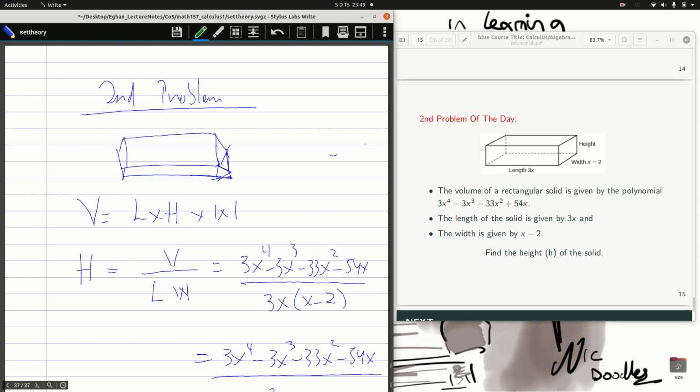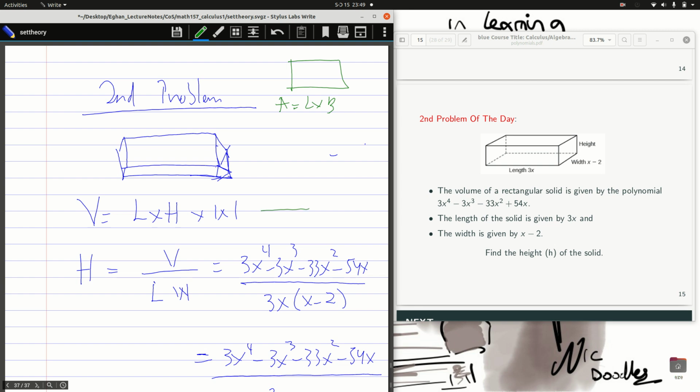And then the last thing is a problem of the day, which says that you are given a volume of a rectangular solid as a polynomial representation. The length is given, the width is given, and you are asked to find the height of the solid. Now the solid is a rectangular solid. It means it has 3 dimensions, because I'm using volume. It is not just a plain rectangle where area is length times breadth. Here it is a volume. It means I have three things to consider.